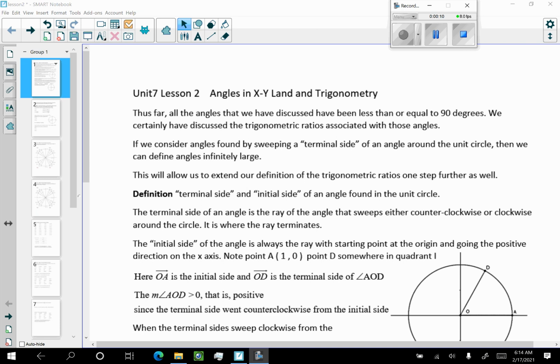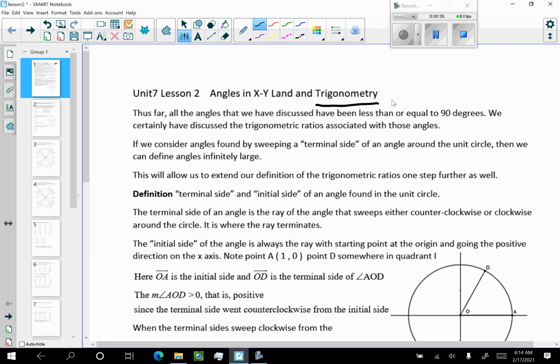So today we're going to start Unit 7, Lesson 2, Angles in XY land, and basically the formal discussion of trigonometry. Thus far, most of our discussions have been based around geometric trigonometric ratios. So we're going to jump into Trigonometry 101.